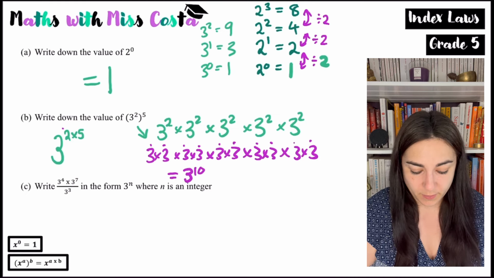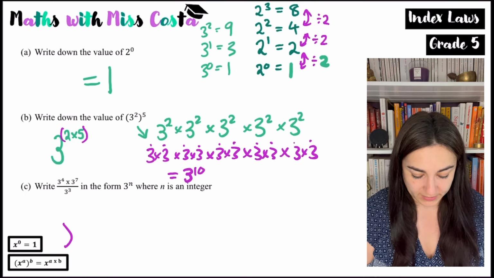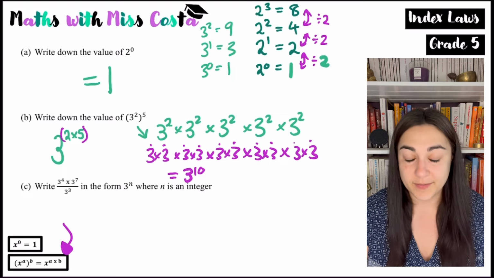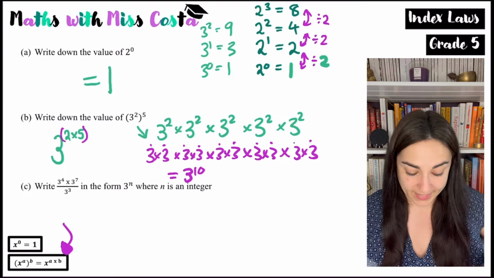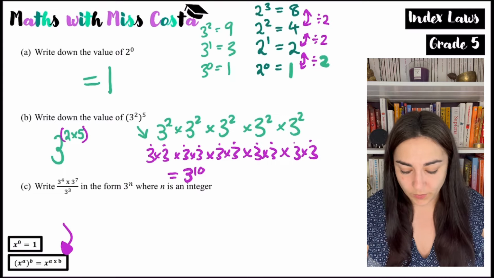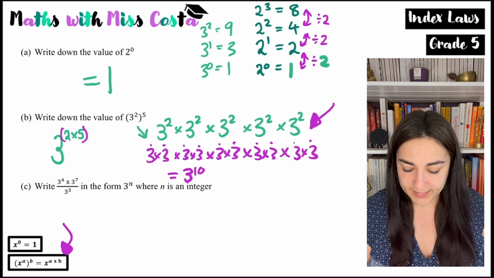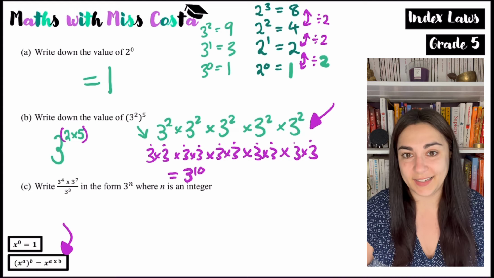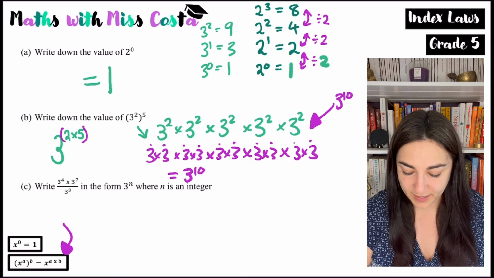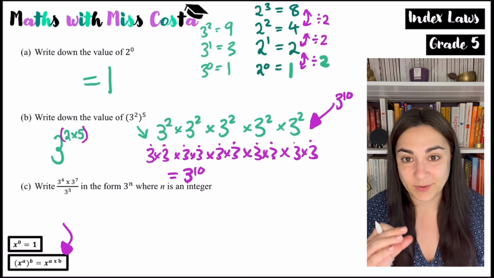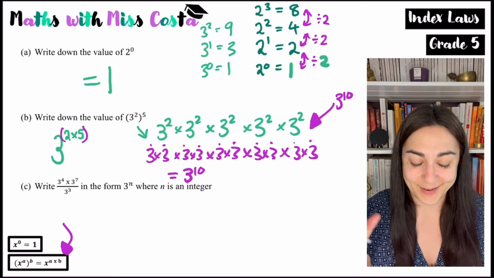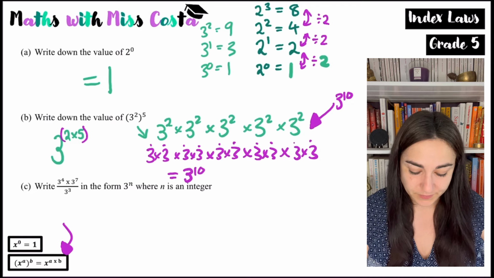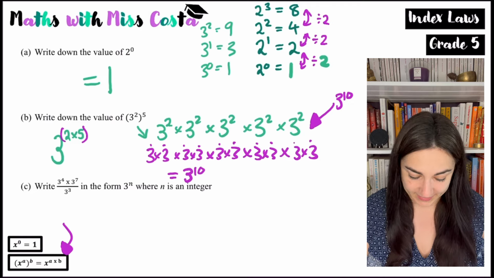So either you remember the brackets law, which is over here. So anything to the power of something and then to the power again, you multiply the powers. Or you can write it out like this and then you use your law of addition. So when you multiply indices, you add the powers. So that would be 3 to the power of 10. Or you can take it down to its base, kind of what it means. Either way, 3 to the power of 10 is your answer.